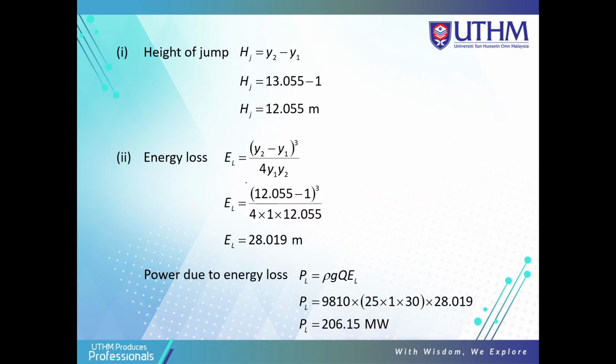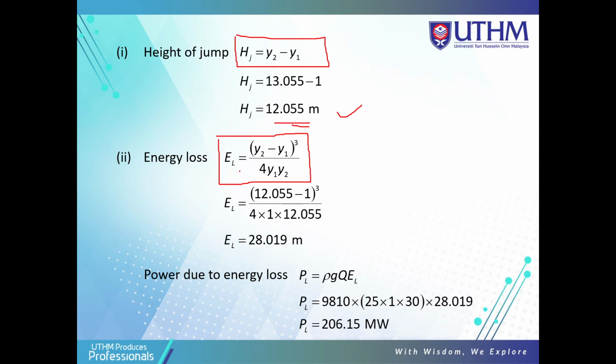After that, you must find the height of jump. This is the equation for height of jump. Put all the values and we get the height of jump is 12.055 meter. And then use the energy losses, because the hydraulic jump is step by step. This is the example that is always used in your test 2 and also your final. This is the example question for hydraulic jump. That's the step by step.